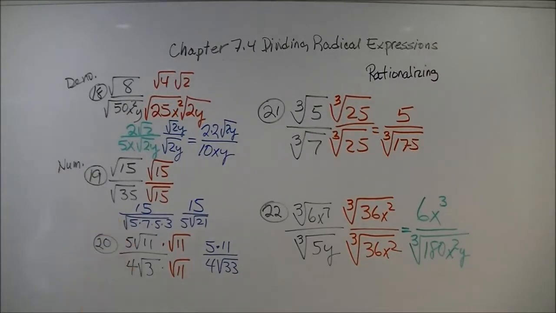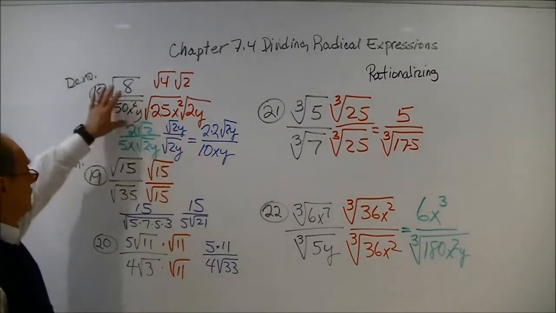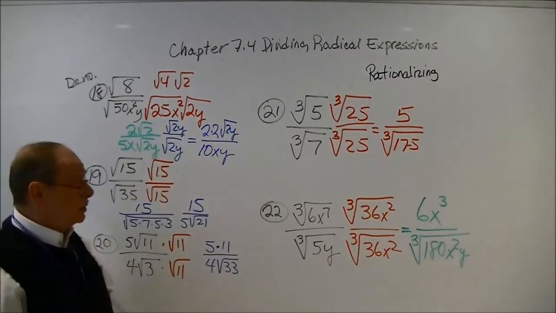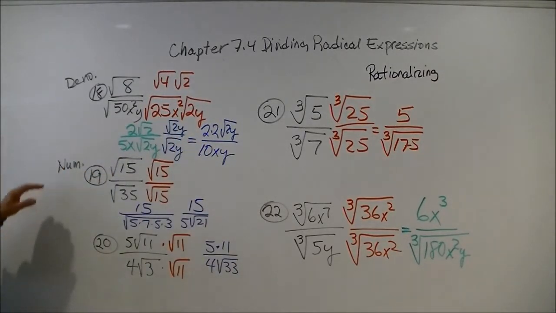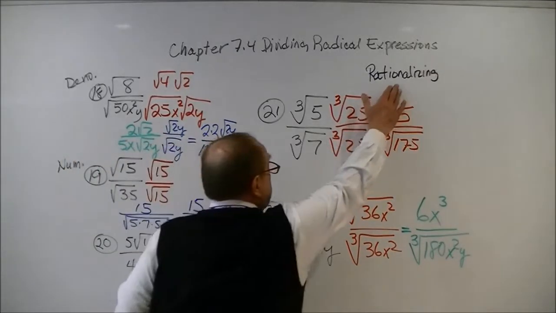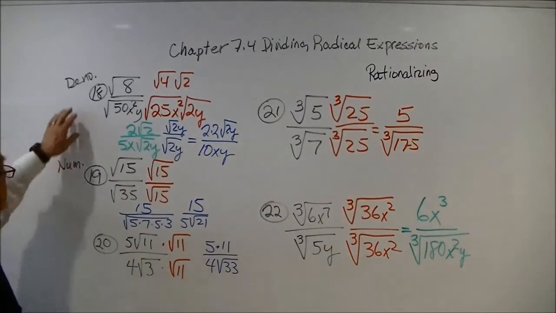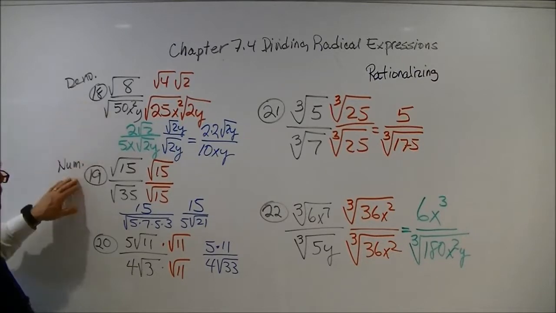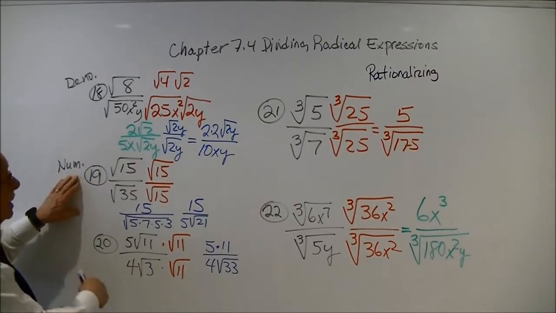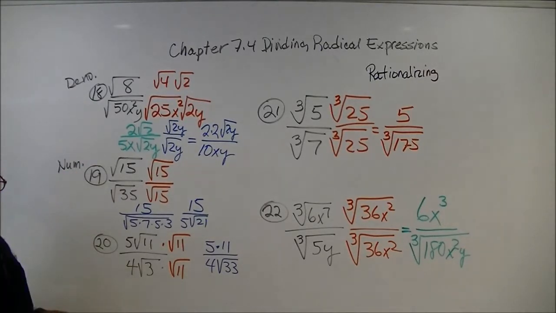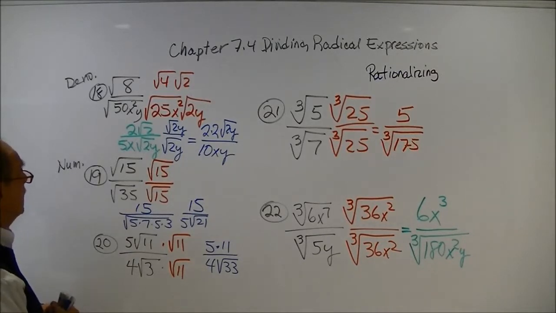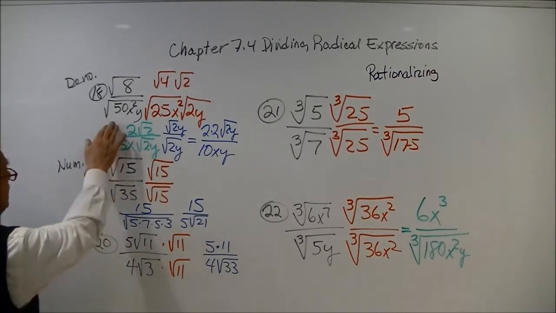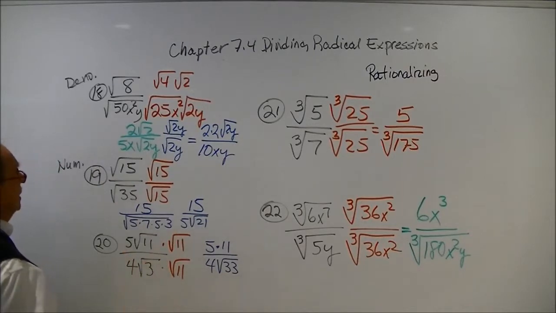Okay, as we wind up 7.4, problems 18, 19, 20, 21, 22, in black are the original problems. Here they want us to rationalize the denominator of 18, but then from 19 on, they want us to rationalize the numerator. So, again, we want to go over strategy here.